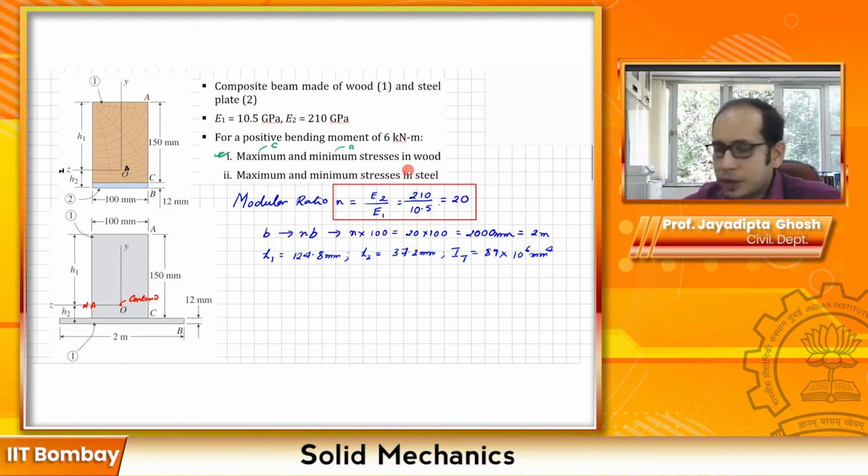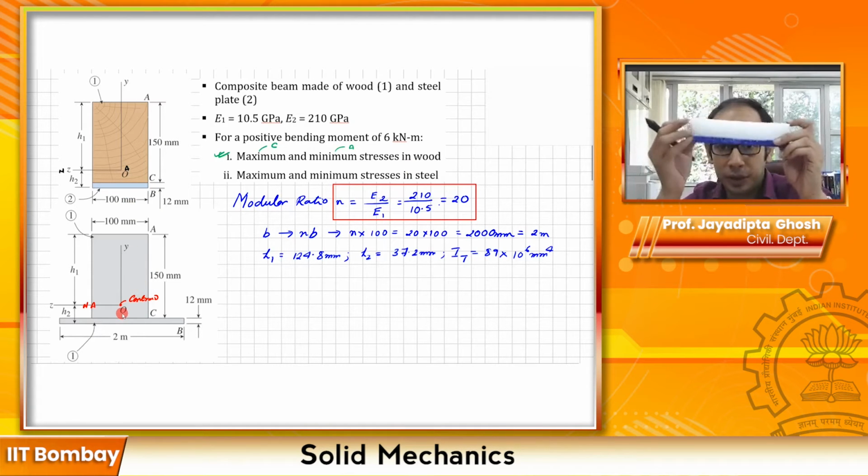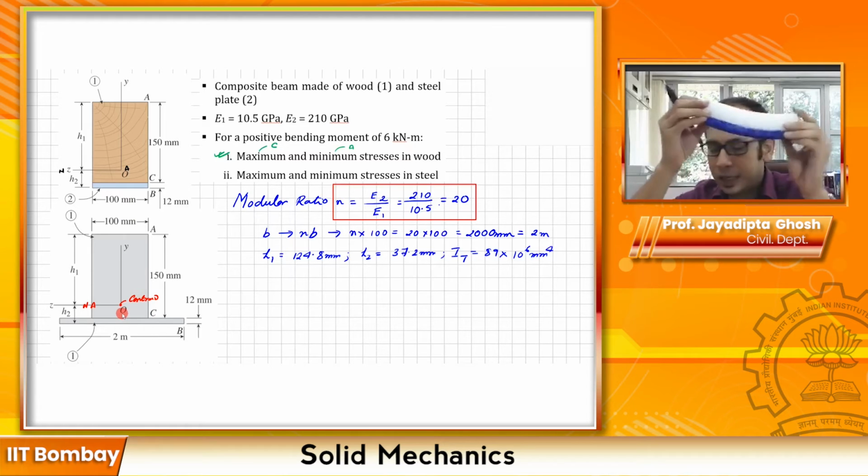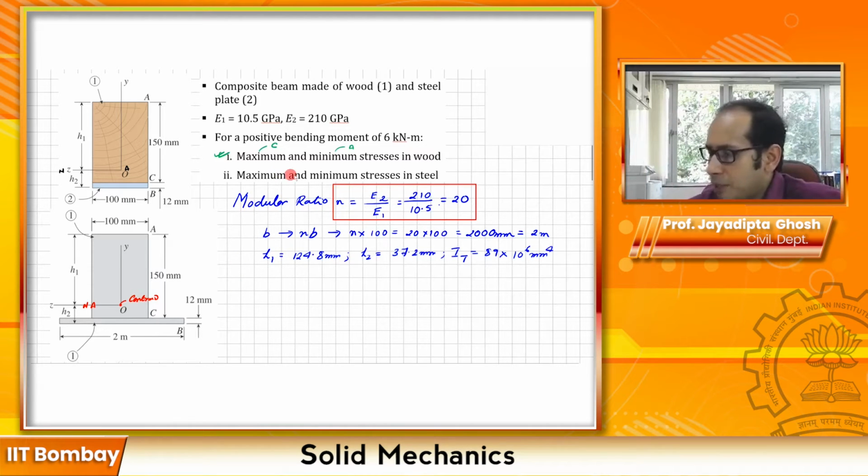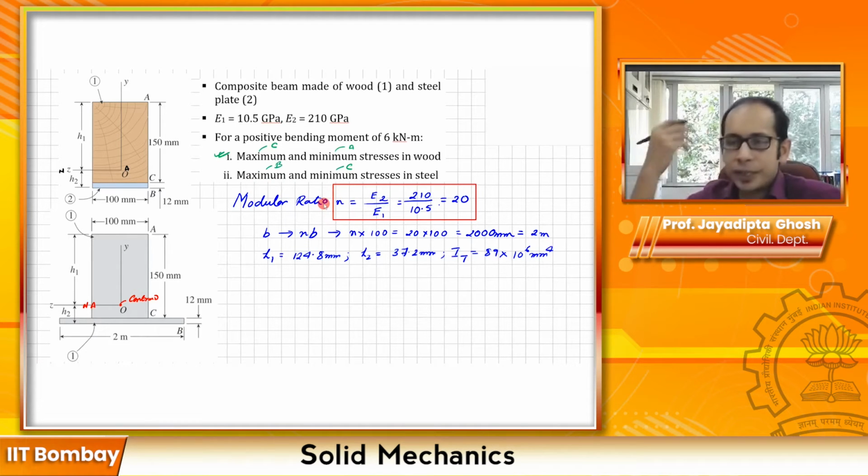Now what about for the steel? The steel will be entirely in tension because it is below the neutral axis over here. So the bottom part is the steel. You see, the steel is entirely in tension. So the minimum tensile stress, of course, will occur at this interface over here, so it is going to happen at C, and the maximum tensile stress is going to happen at the bottommost interface. So that is at B over here. So let's go ahead and calculate that.